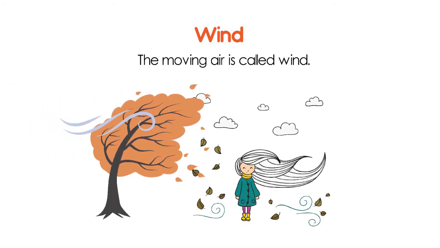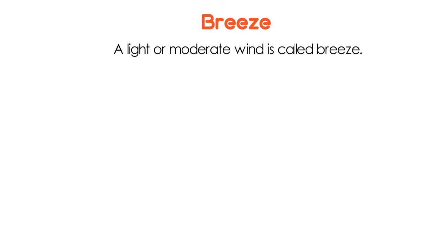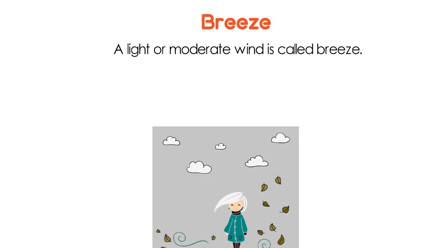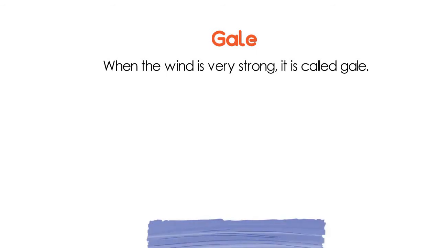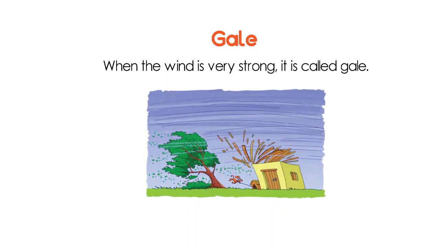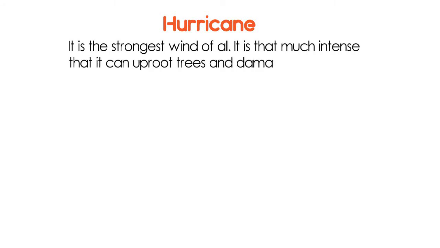Wind. The moving air is called wind. Breeze. A light or moderate wind is called breeze. Gale. When the wind is very strong, it is called gale. Hurricane. It is the strongest wind of all. It is so intense that it can uproot trees and damage the houses.